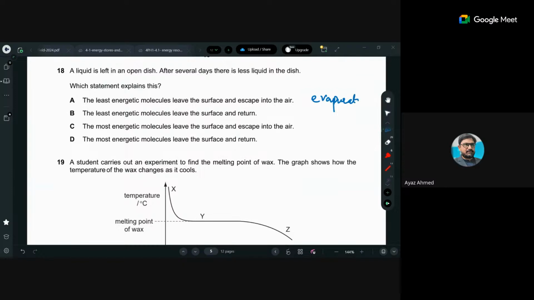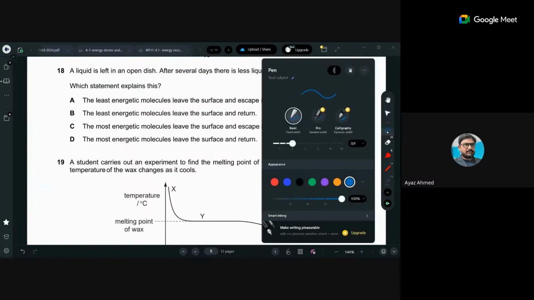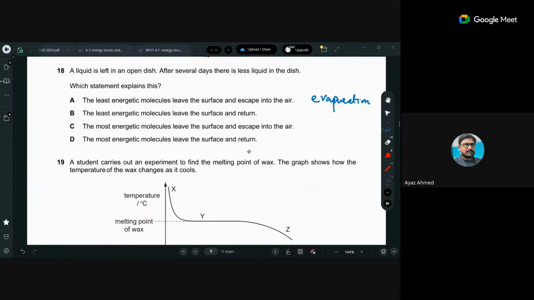I hope that you people have no problem related to this, but I will not penalize these two questions for you. Maybe I have to exclude these two. Anyhow, which statement is good? The least energetic molecules leave the surface? Never. What happens? The most energetic molecules leave the surface and escape into the air. So option C would be correct.